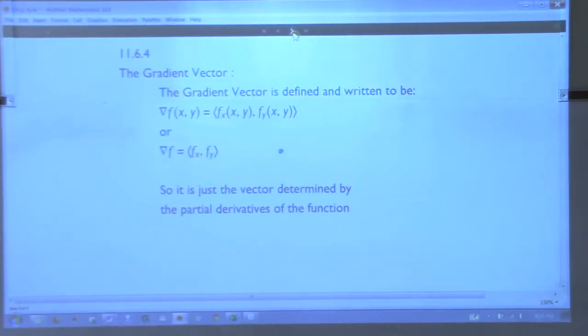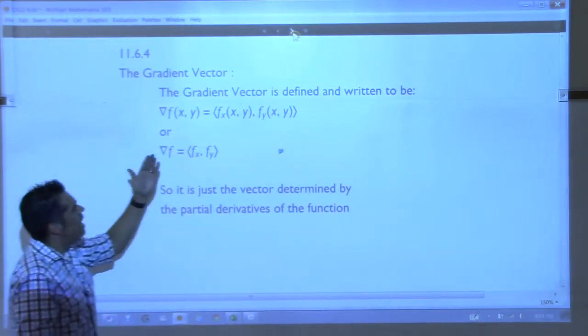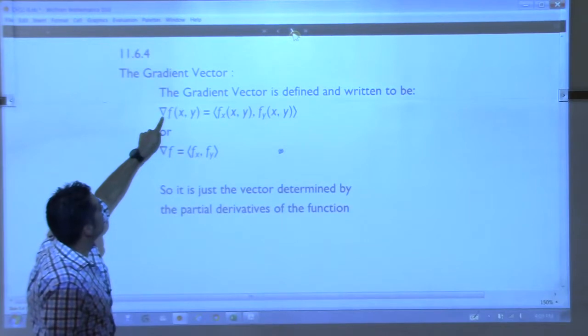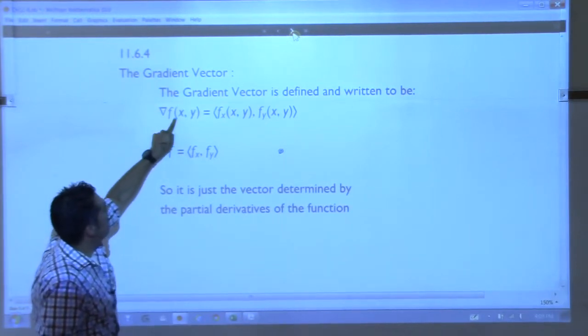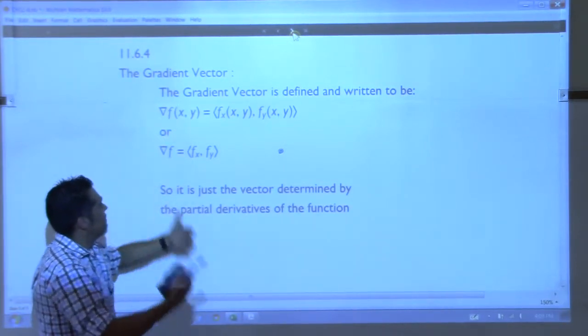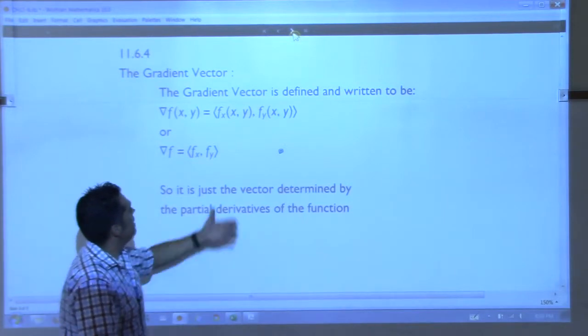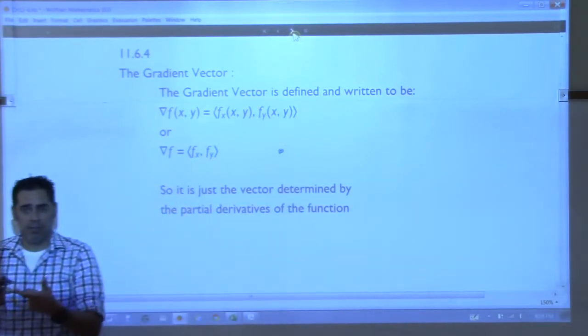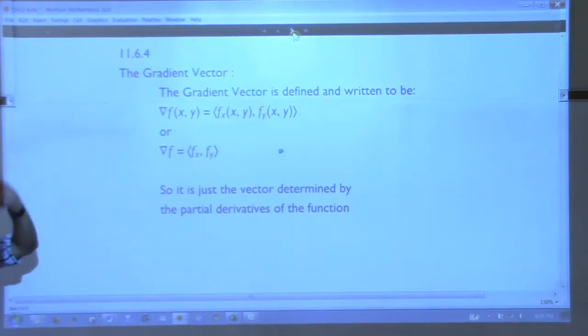Okay, so this is a new definition. We define the gradient vector to be, this is our symbol for the gradient. The gradient of our scalar function is just the vector that is created by taking the two partials and putting them together in a vector. So we're just going to say, hey everyone, that's now called the gradient vector. All right?